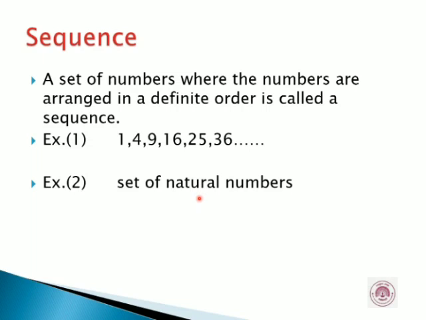Another example: the set of natural numbers. Natural numbers means 1, 2, 3, 4, etc. So that is written in an order. In this order, we can tell the position of any number. For example, 3 is at the 3rd position. So, this set of numbers is written or arranged in a definite order. Therefore, it is called a sequence.